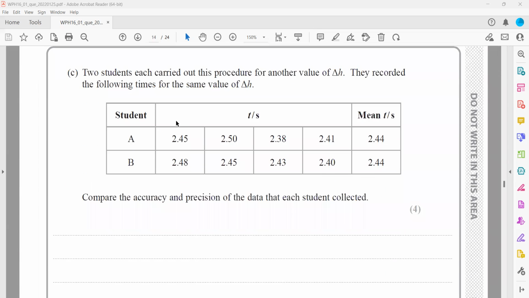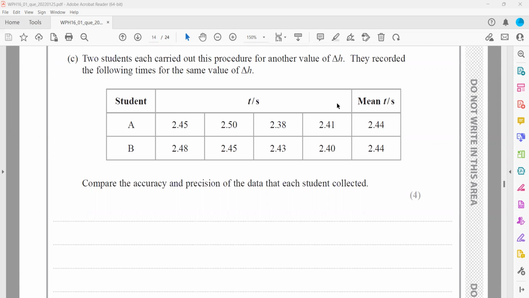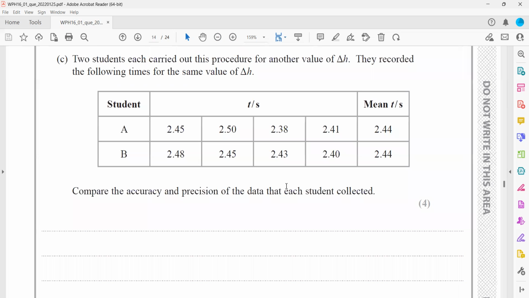Two students each carried out this procedure for another value of delta H and they record the following for the same value of delta H. Compare the accuracy and precision of the data that each student has collected. Accuracy refers to getting the right answer, so we say accurate. But if the answer might be wrong, but all values are closer to each other, it means it is precise.